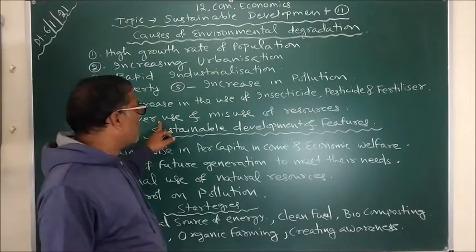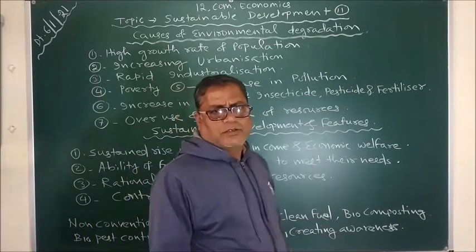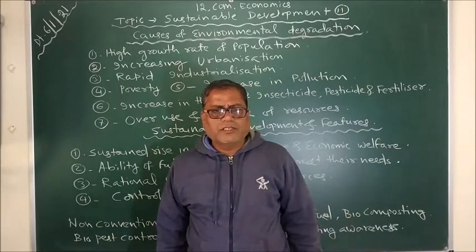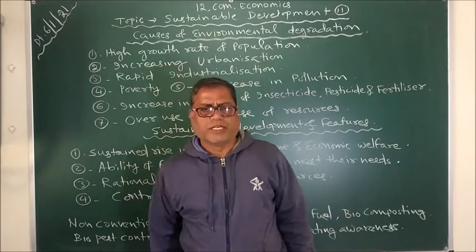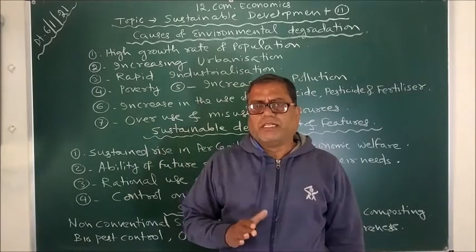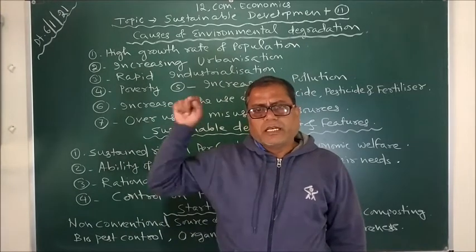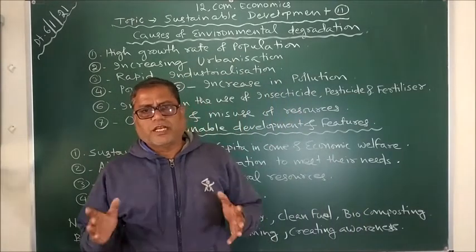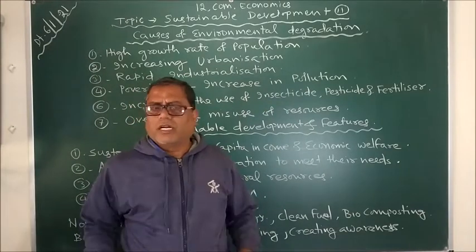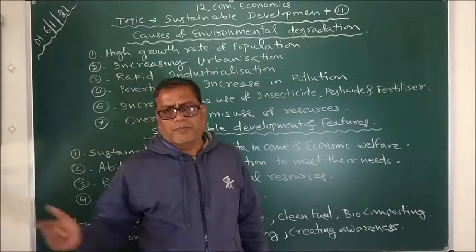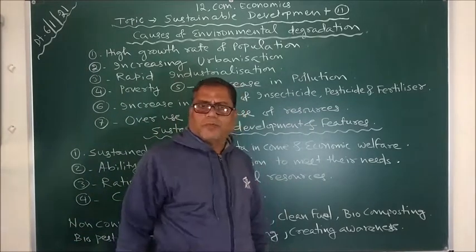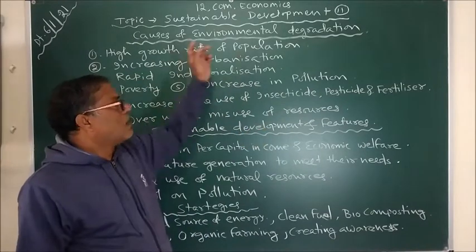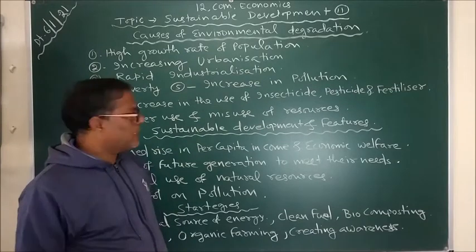The last point is overuse and misuse of resources. Of course, in all the above discussions, we are overusing our available resources and also misusing them. Misuse of resources means not using the resources in the proper way where they ought to be used. We are not using them for that purpose, but for some other purpose. Hence, overuse and misuse of resources is yet another reason why our environment is gradually degrading.